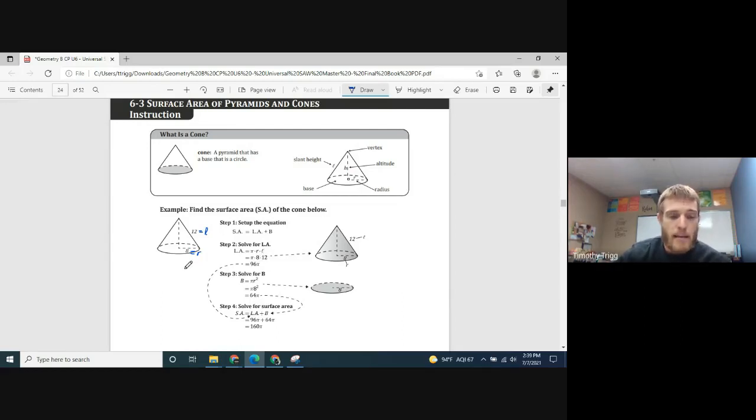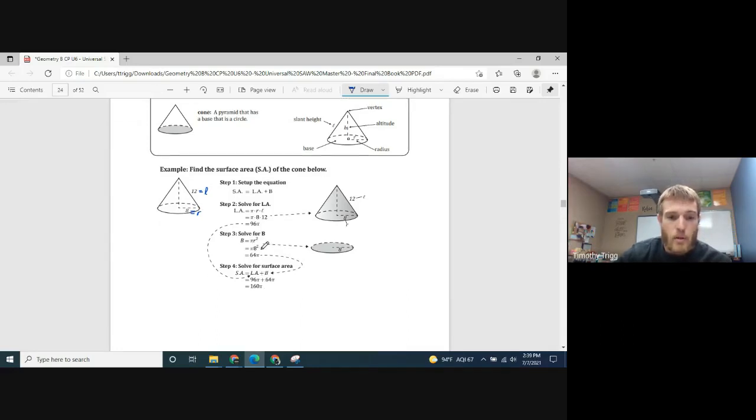Then the area of the base is pi r squared. It's the same as the area of a circle, right? Because the base is a circle. So you just need to find the area of that circle, which is pi r squared. That's where they got this, pi r squared. In this case, our r is 8, so pi times 8 squared is 64 pi. Lastly, you add the lateral area plus base area to get the surface area.